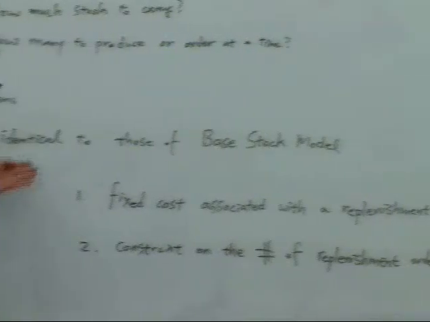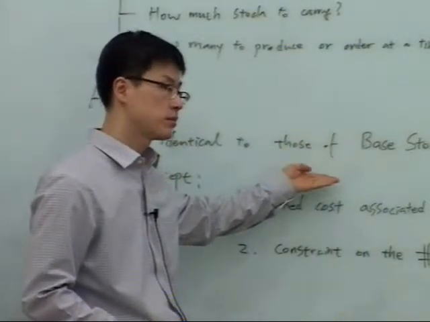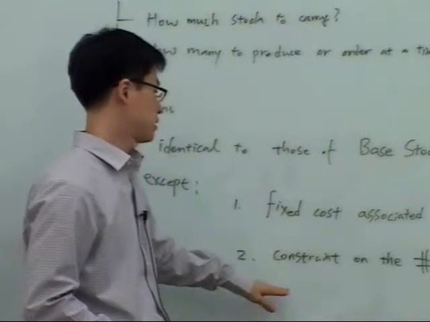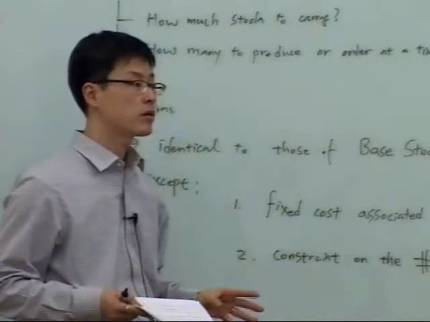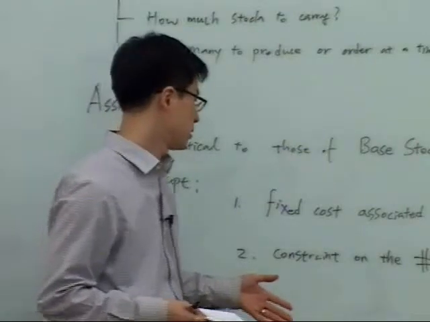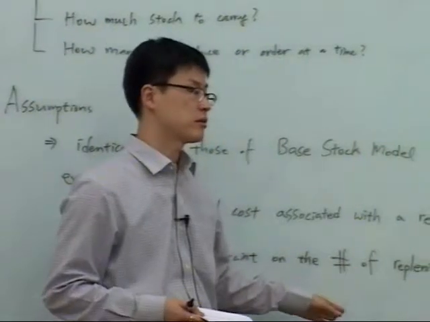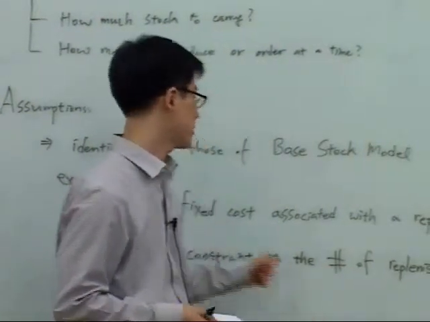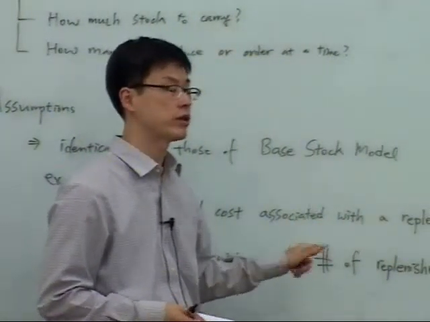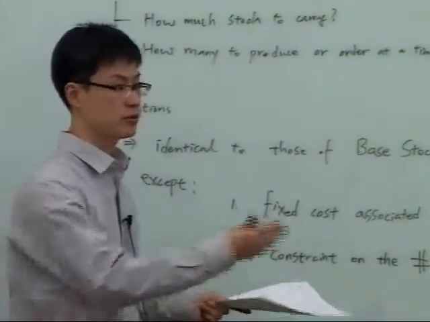This model works with the identical assumption as the base stock model. You have a fixed number of replenishment orders. You can order some fixed number of replenishment orders or less than that, and the replenishment order has a fixed cost associated with it. So it's quite realistic.